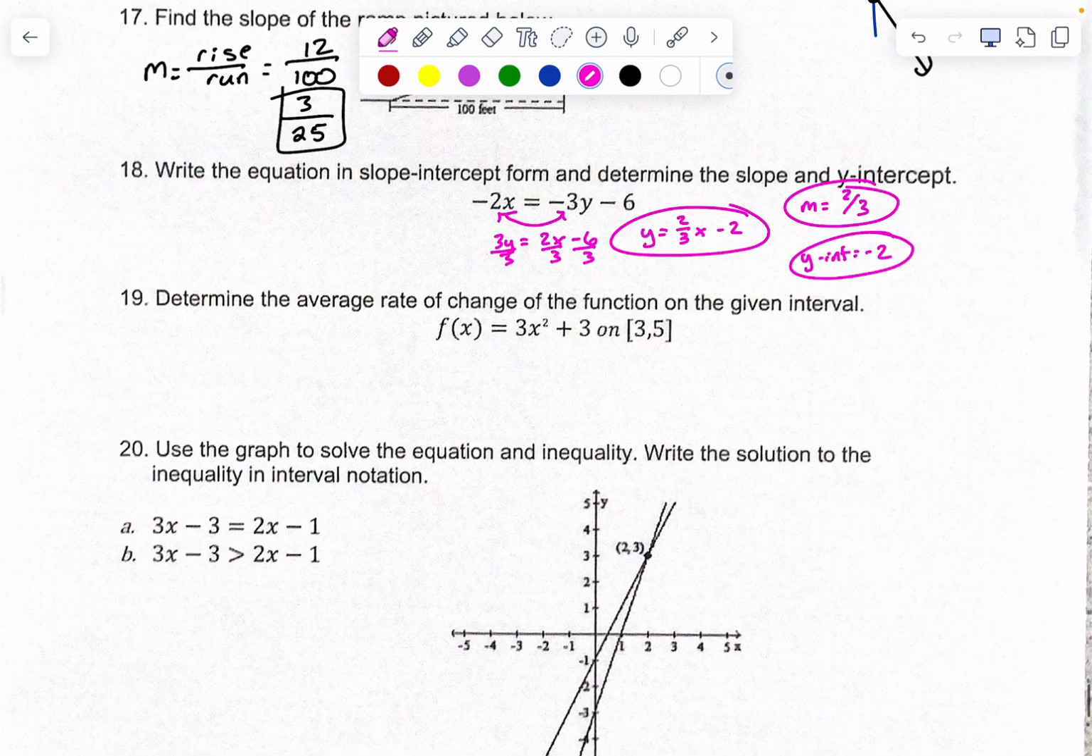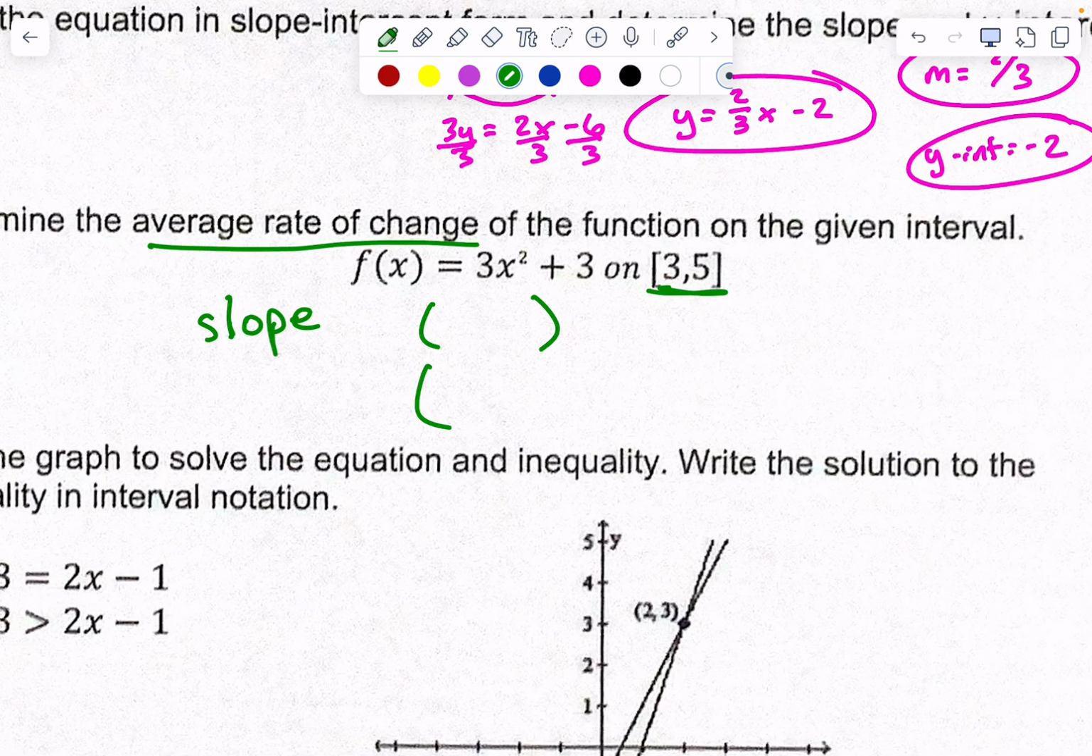Determine the average rate of change, which is slope. Okay, what does 3, 5 mean? That's the point to plug in. Yeah, those are the x coordinates.